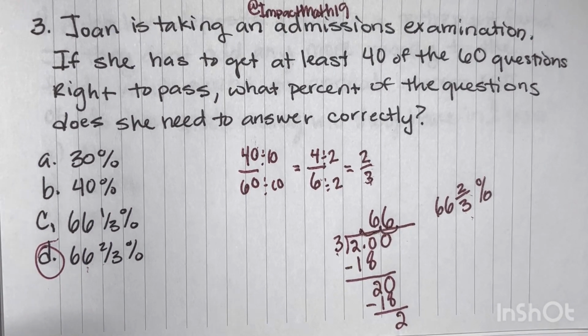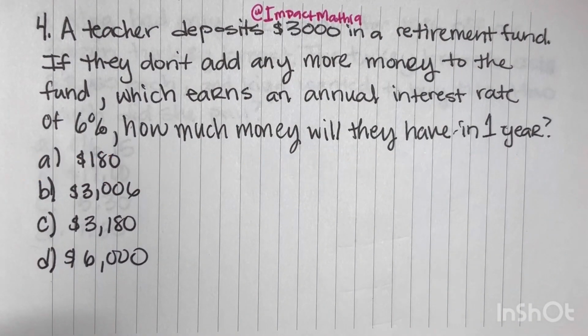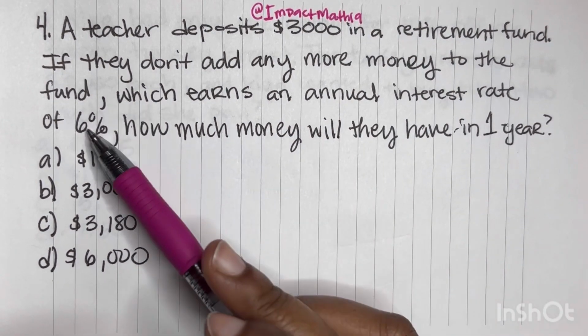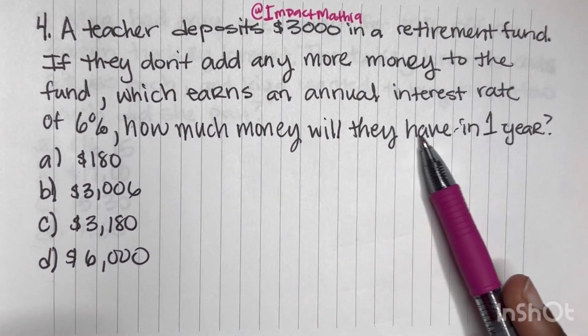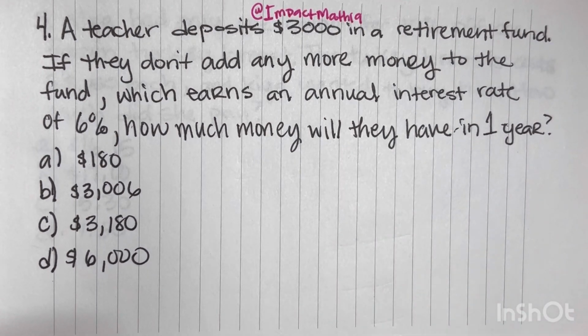All righty, let's go to the next. A teacher deposits $3,000 in a retirement fund. If they don't add any more money to the fund, which earns an annual interest rate of 6%, how much will they get after 1 year of the investment?